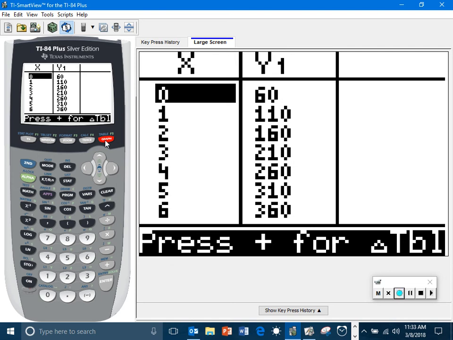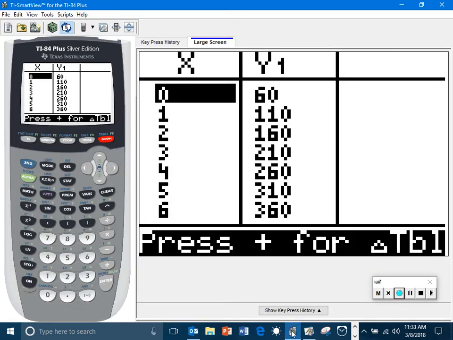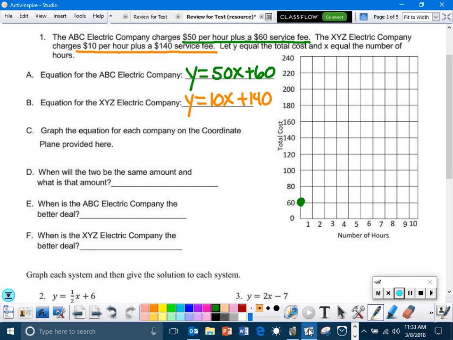I'm going to go ahead and plot that. 0, 60. So it starts right here. Now the next one says 110. Okay, well that's not perfect on here, but I can plot it right between the 100 and the 120. So I'll go ahead and put a dot right there.